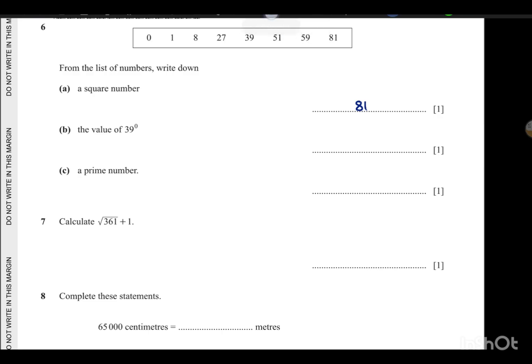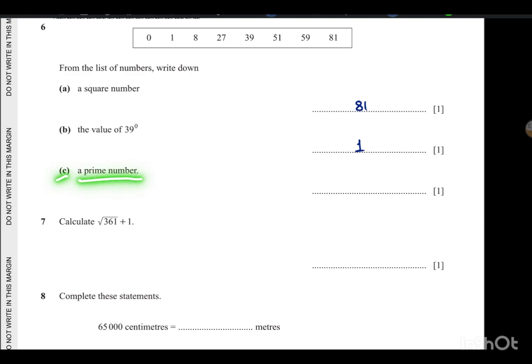Then B, the value of 39 raised to 0. Any number raised to 0 is always 1. So it is 1. Question number C, a prime number.